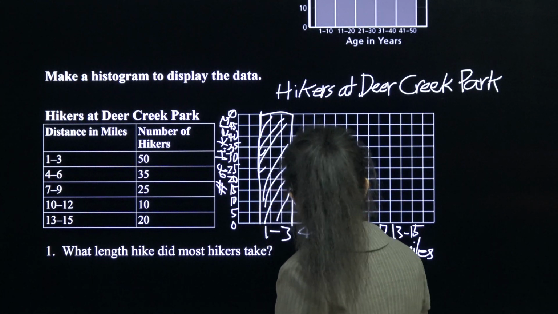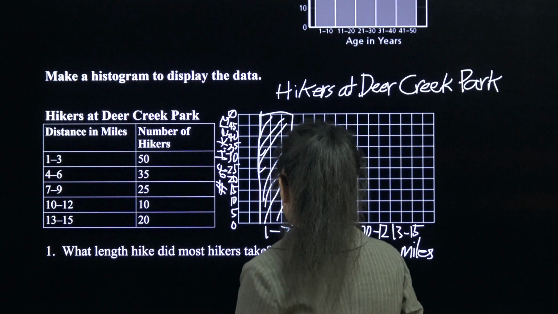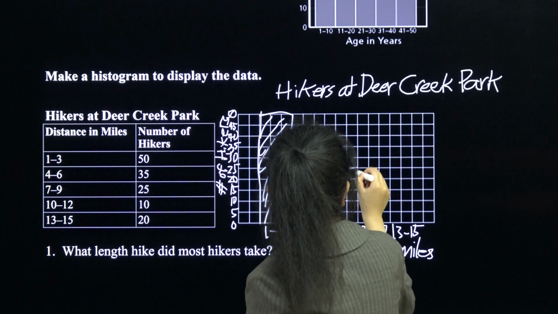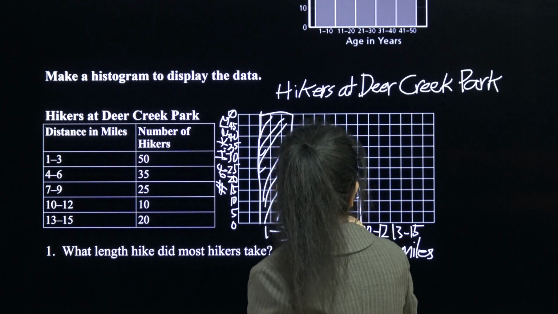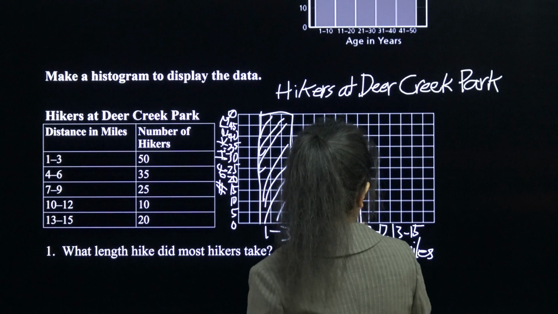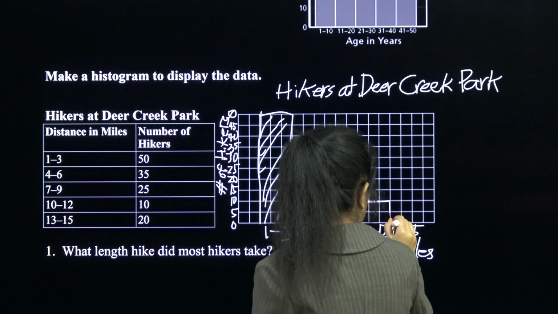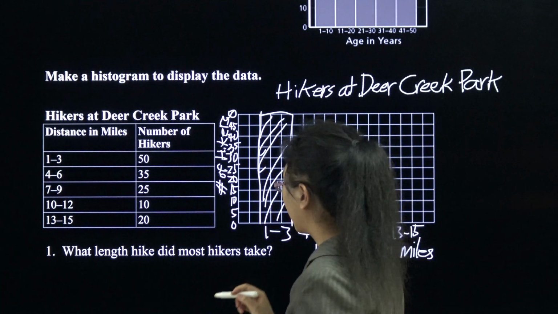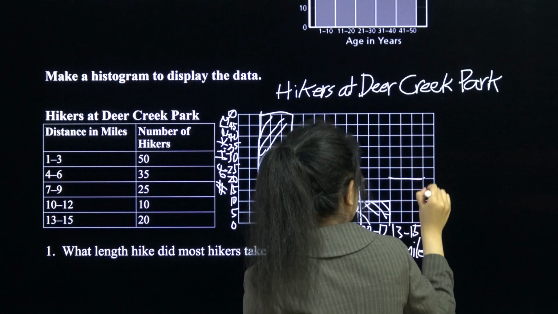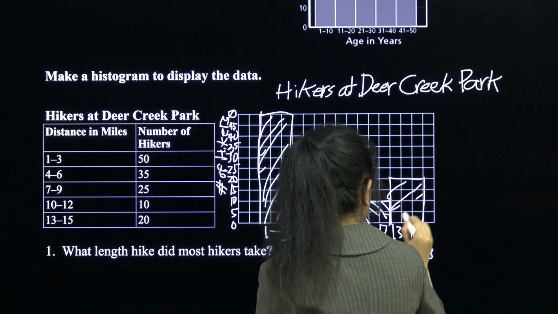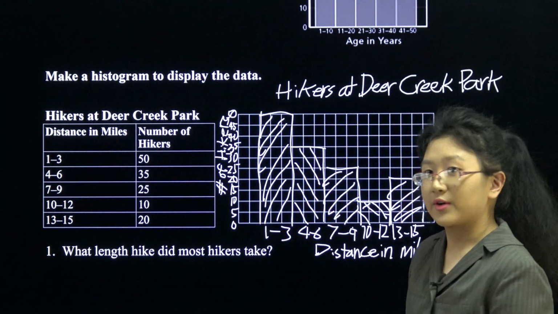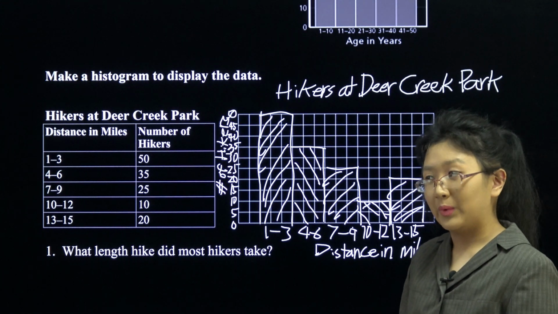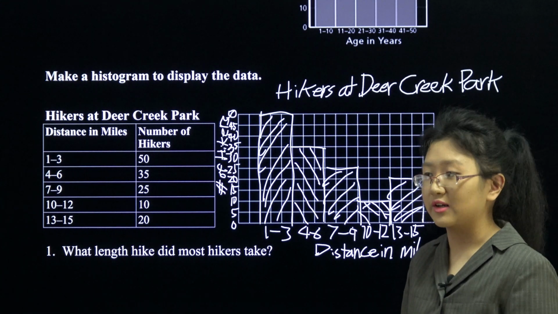If you have a nice set of coloring pencils, you might want to color these differently too. 7 to 9 is 25, 25 ends here. 10 to 12 is 10 people, so that ends here. And last category, 13 to 15 has 20, so 20 ends here. Well, that's our histogram. It's a bit messy because there's no ruler involved. So if you want to make a nice looking histogram that everybody can read, use a ruler.